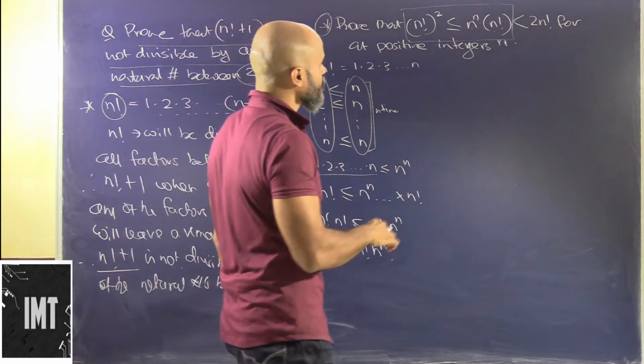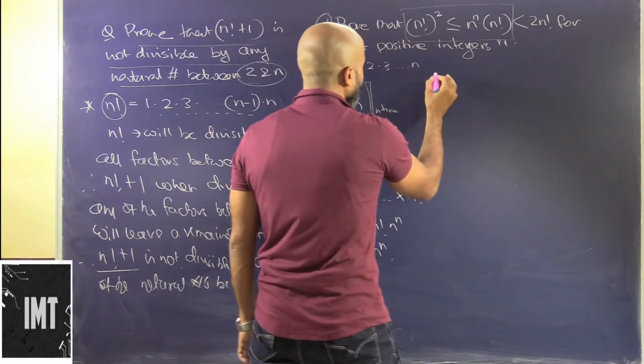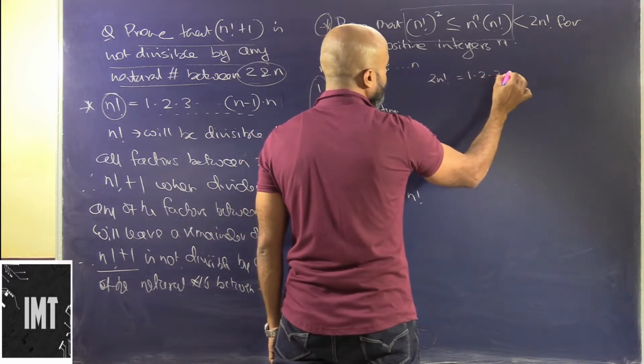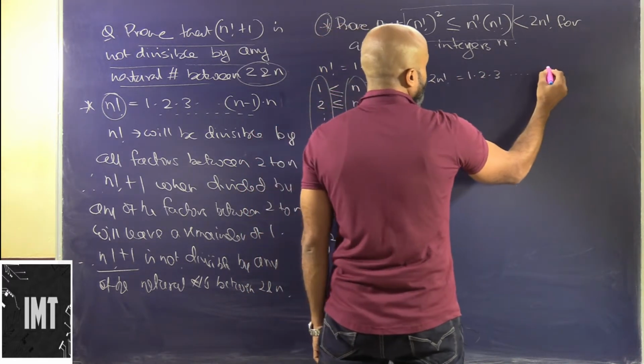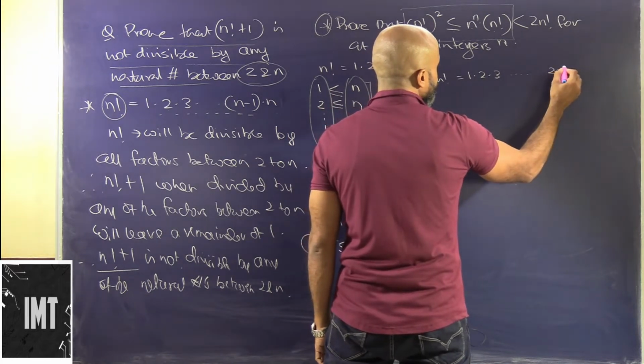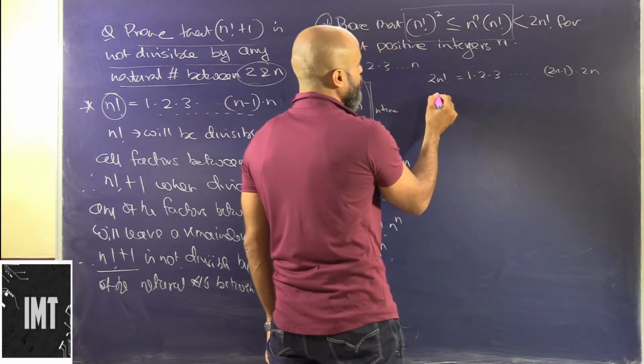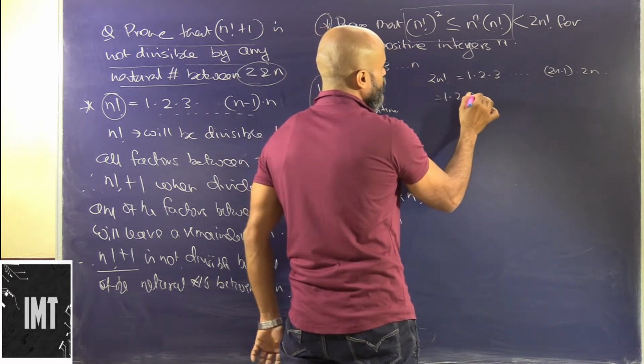Okay, so here we have 2n factorial. Now 2n factorial can be written as 1 into 2 into 3 till 2n minus 1 into 2n. Now obviously n will be somewhere in between, so that will be 1 into 2 into 3.